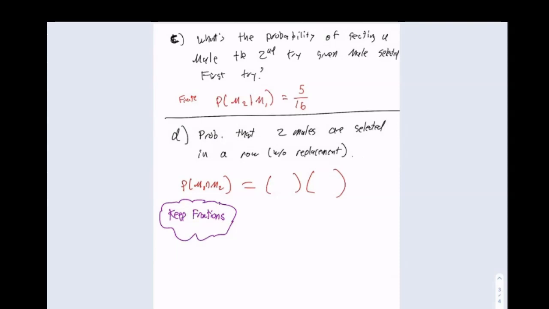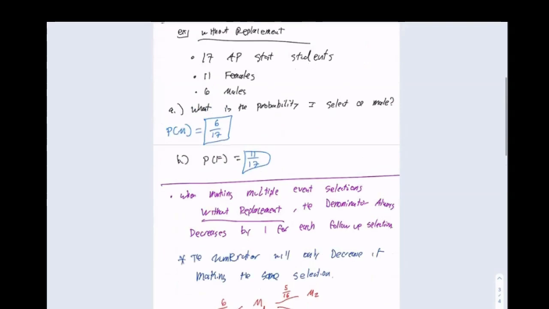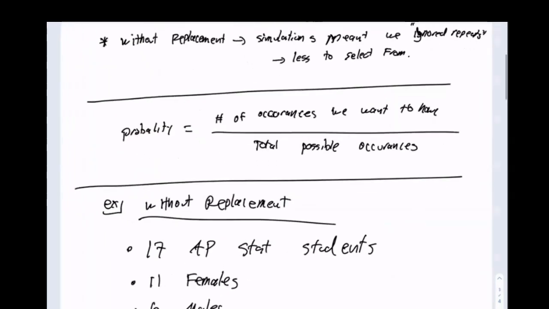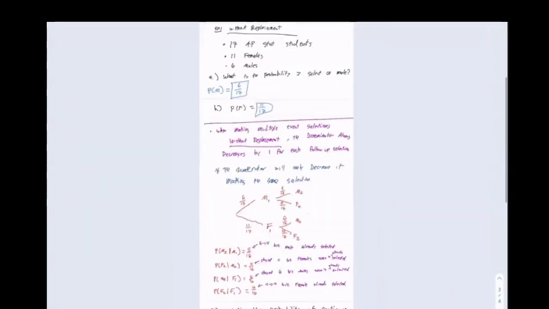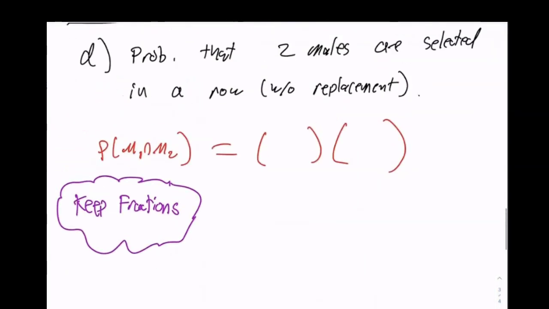As a reminder, 17 students, 11 females, 6 males. What's the chance that I pick a male the first time? That's not a probability. 6 out of 17. 6 over 17.